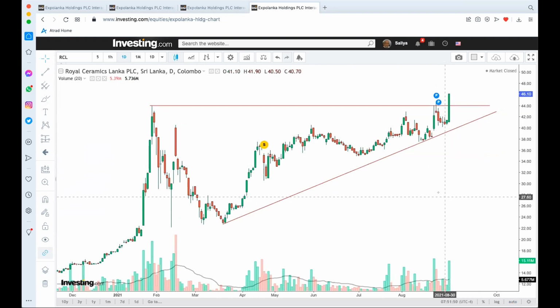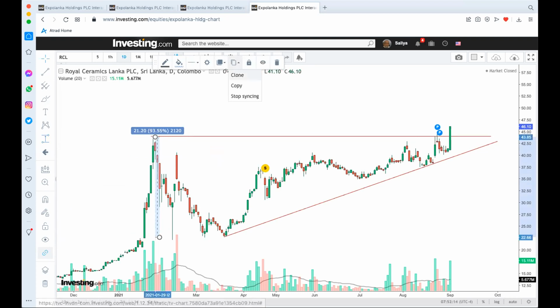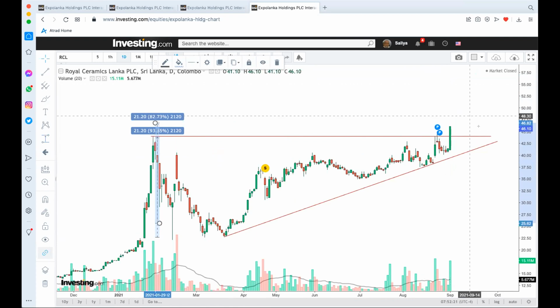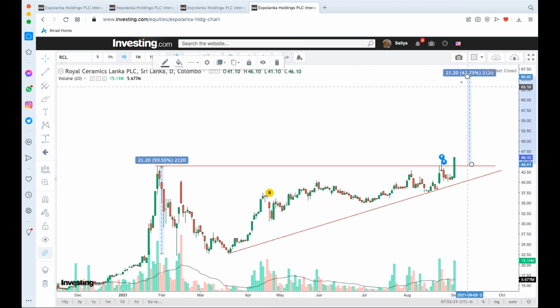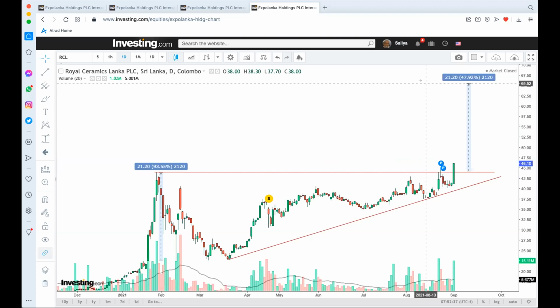So what is the projection? How can you project this? The way we project this is by using the distance between this point and this point. If you project that, then the upside has to be about 66 rupees or 65.50. Okay, talking of a 47 point, almost 48 point return, 48% return.